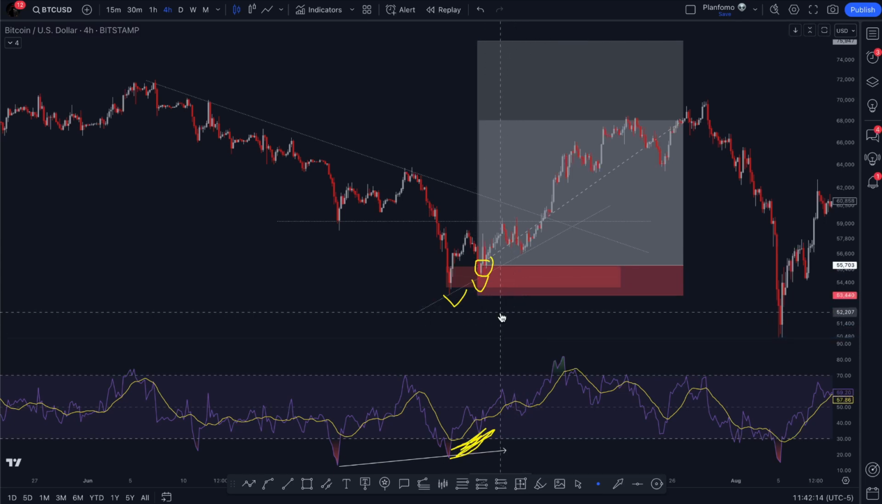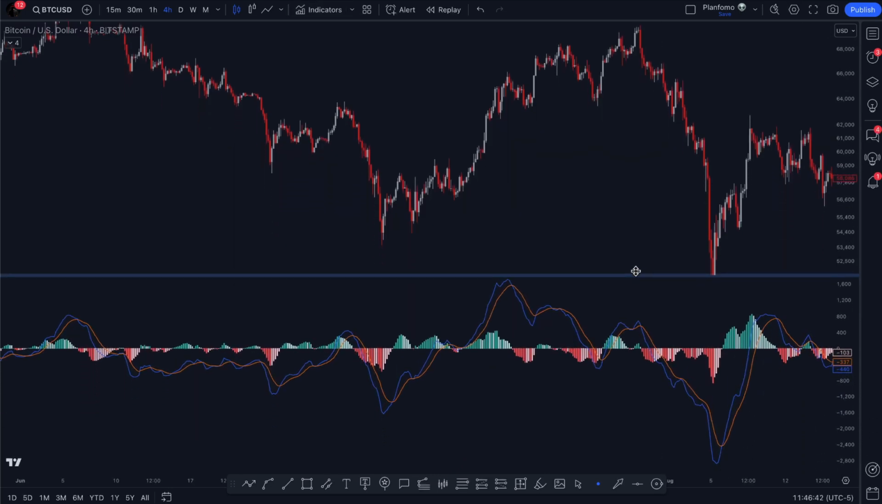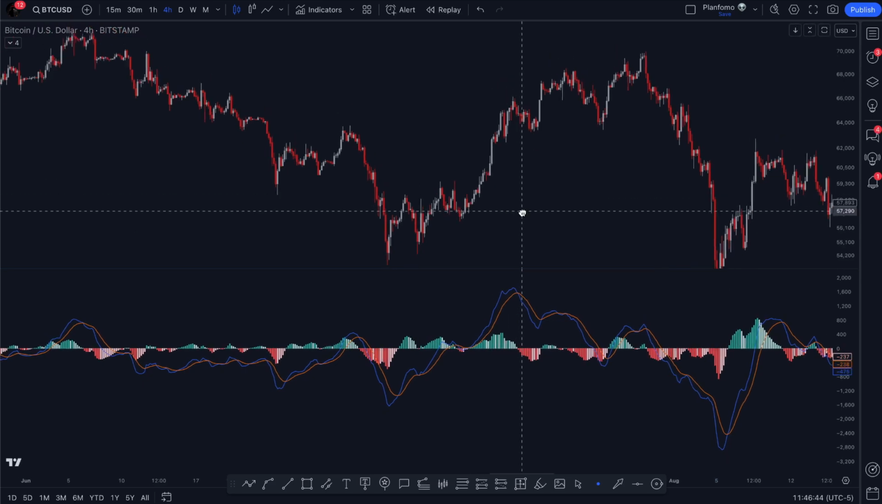So let's jump into MACD. I opened the most popular MACD indicator. You can see the name on the indicators tab. So click it and let's just go and try to backtest it. I'm just going to make it a little bit wider. All right, just bear with me.